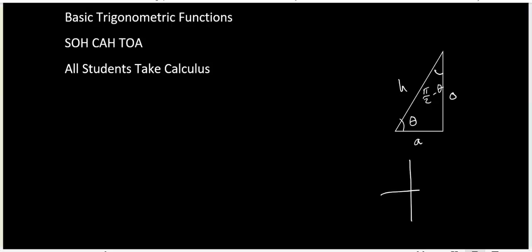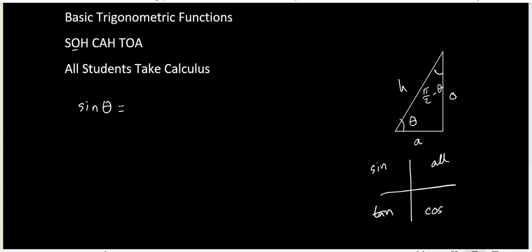When you are going in the first quadrant, all will be positive. When you are going in the second quadrant, sine will be positive. In the third quadrant, tangent will be positive. And in the fourth quadrant, cosine will be positive. These are the ideas.